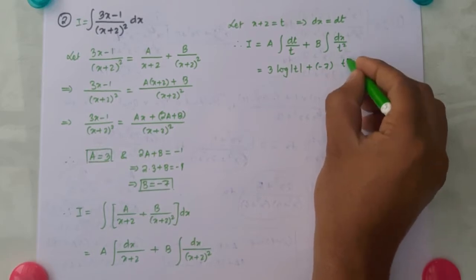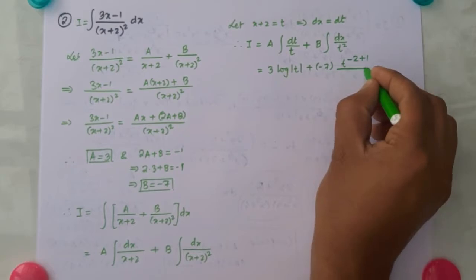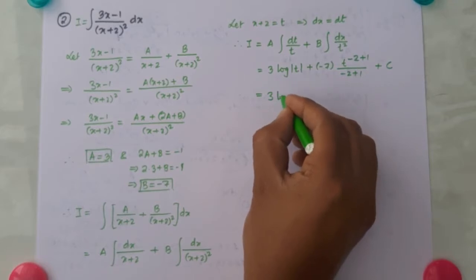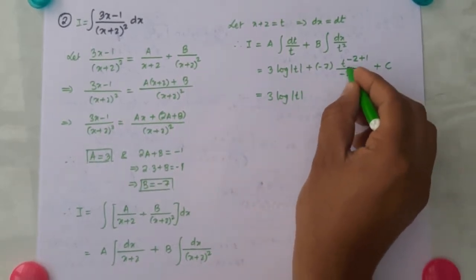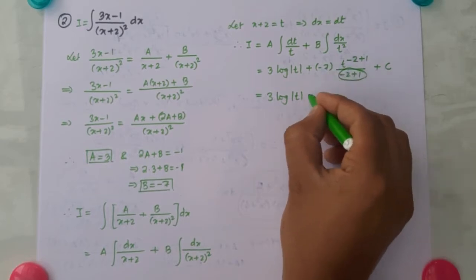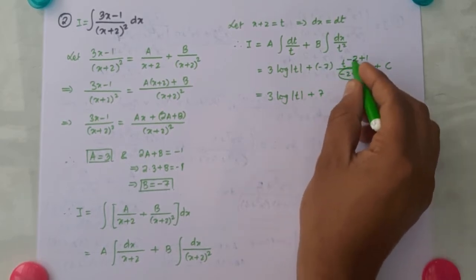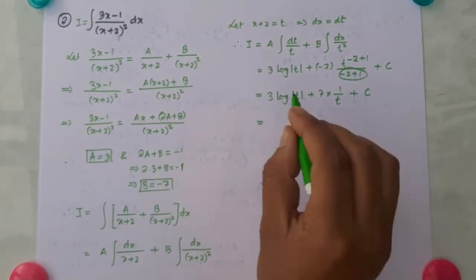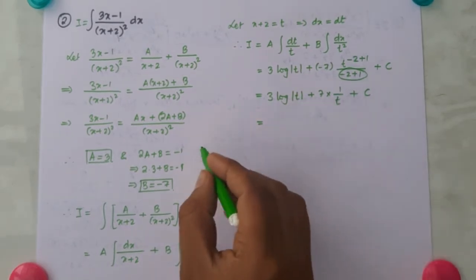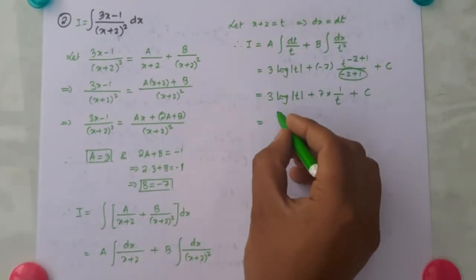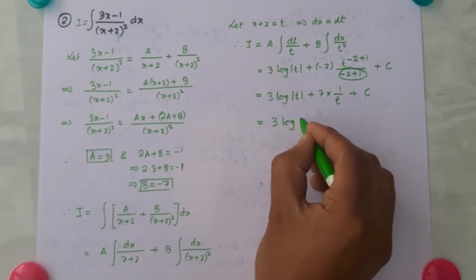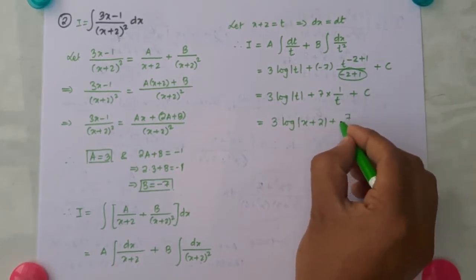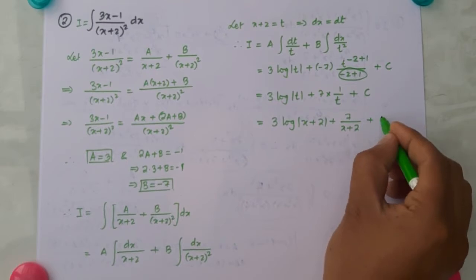And this is t to the power minus 2, isn't it? So the integral of t to the power minus 2 will be t to the power minus 2 plus 1 divided by minus 2 plus 1 with constant of integration. So this will be 3 log t, so this is minus 1, remember, so minus 1 into minus 7 becomes plus 7, so this is t to the power minus 1, which can be written as 1 by t with constant of integration. Now let's resubstitute the value of t. So what is t? T is x plus 2, isn't it? So that's why this can be written as 3 log (x plus 2) plus 7 by t, that is 7 by (x plus 2) with constant of integration.